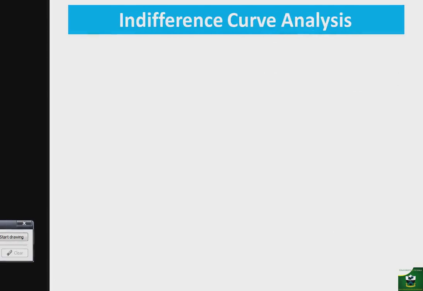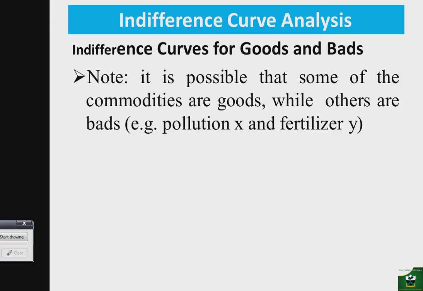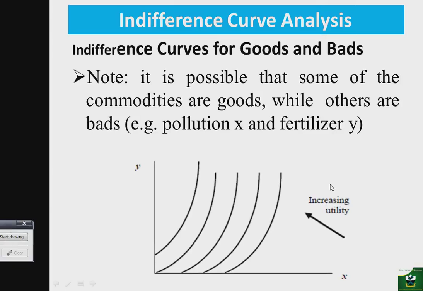We also have another set where we have goods and bads. Note, it is possible that some of the commodities are goods while others are bads. For example, we can have pollution, which is a bad, and fertilizer, which is a good, especially to farmers. Now, think of how the indifference curves of pollution and fertilizer will look like. Try to draw on your own, and then let's compare with what I'll present here.